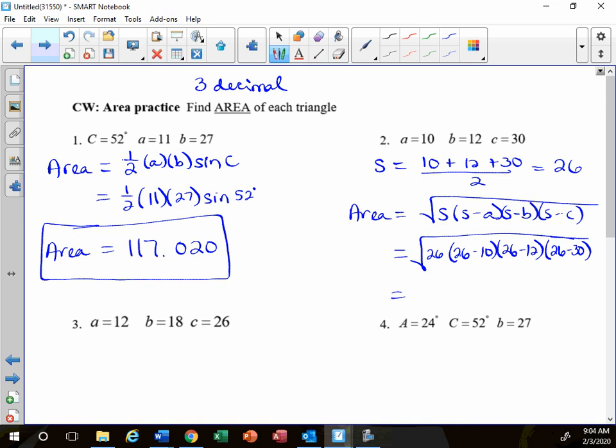I see an issue. Yeah, try it. S minus C is negative. What do you think, guys? Can we have an imaginary area? Probably doesn't seem very useful. Yeah.